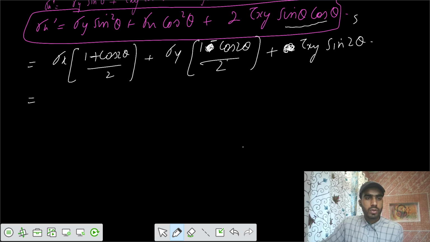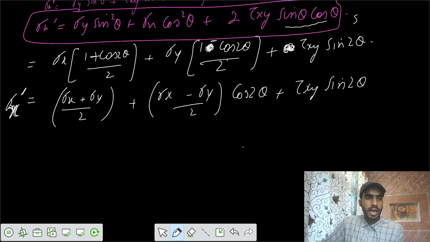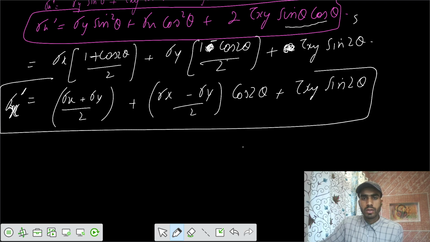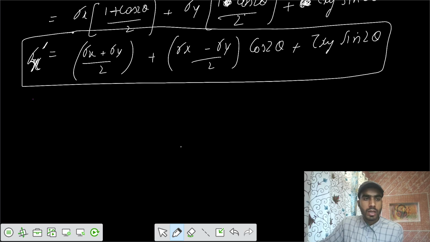So when you solve it, we can say sigma x plus sigma y by 2, plus sigma x minus sigma y by 2 cos 2 theta, plus tau xy sine 2 theta. That's your normal stress along the x direction at any particular plane. So this is valid for all theta. Sigma x dash is a function of theta.